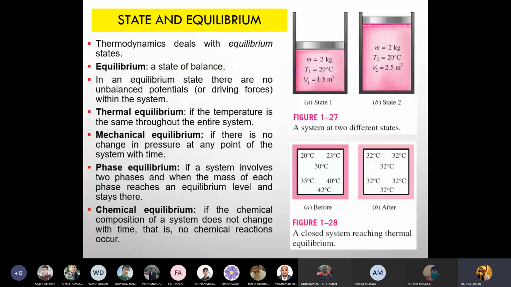Forward or reverse reaction, those are same. Agar same ho rahe hai to system stable hai. No chemical reaction means there is no net chemical reaction that is taking place. All right, clear? All right.